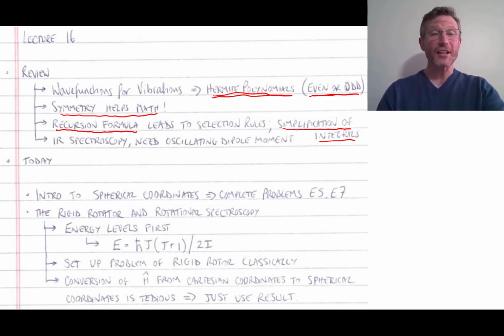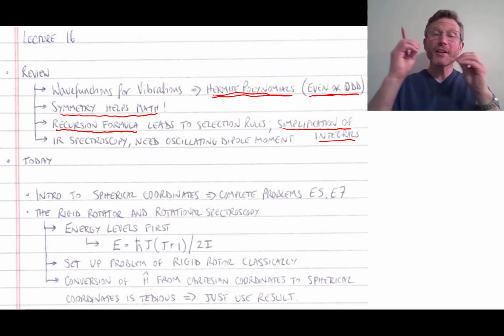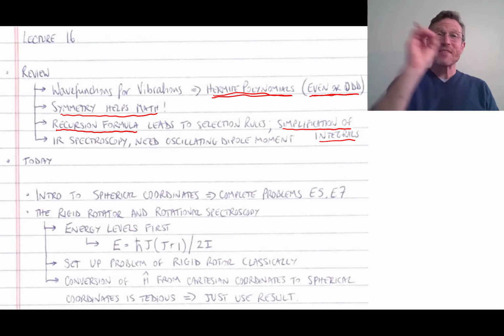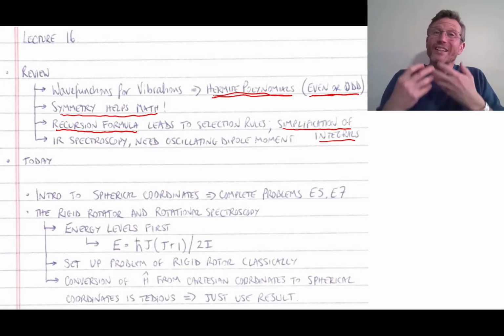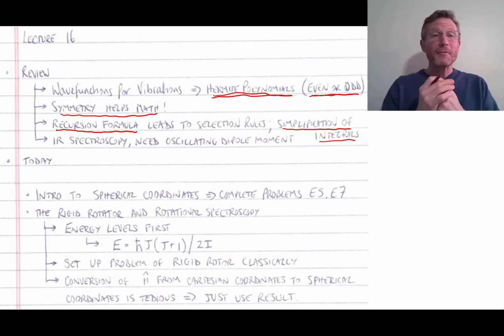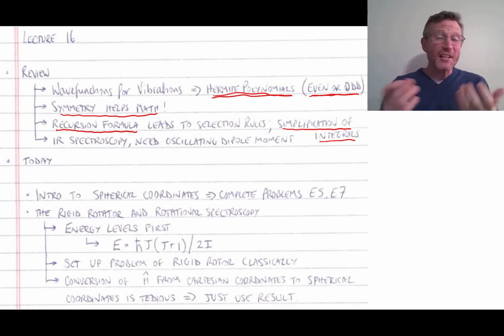Right at the end of the last lecture, I talked about how, in fact, we need to have an oscillating dipole moment in the molecule in order for light to interact. So remember, light comes in as an oscillating electric field. It has to have something to connect to. It has to have something to fall into resonance with, and that's this oscillating dipole moment. So we're going to find that this pops up again and again. It's going to continue as we look at rotations.